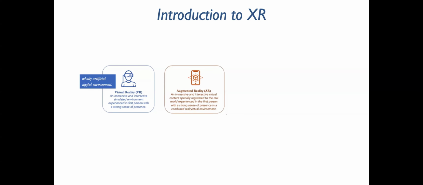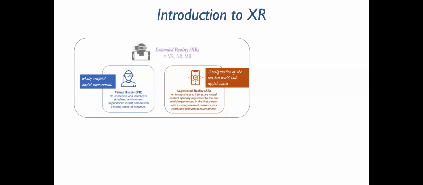In augmented reality, we have the physical world complemented with digital objects, or you have additional information overlaid on to your physical world to create an immersive and interactive virtual content that is spatially registered to the real world. So we have many AR applications. We also have mixed reality in which you have elements of both the physical world and the virtual digital world intermixed in a way that combines both of these two worlds.